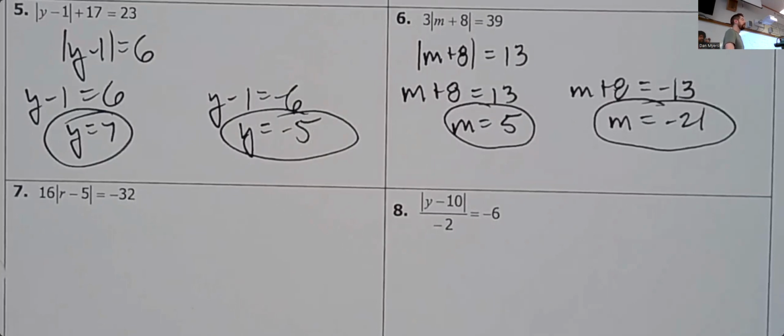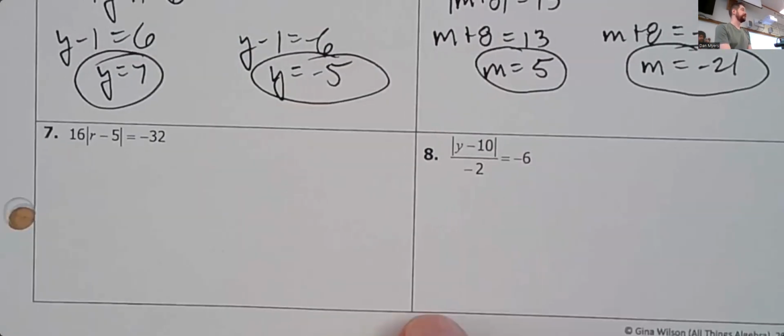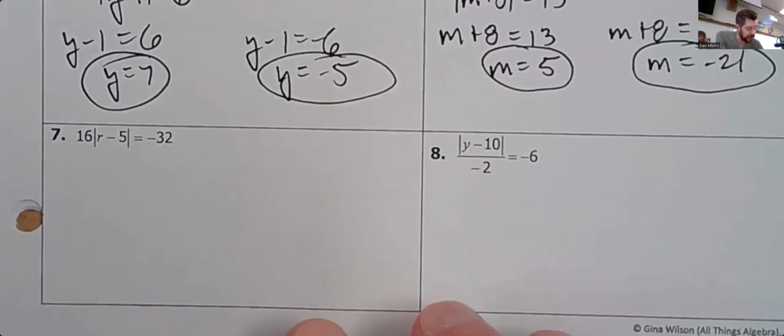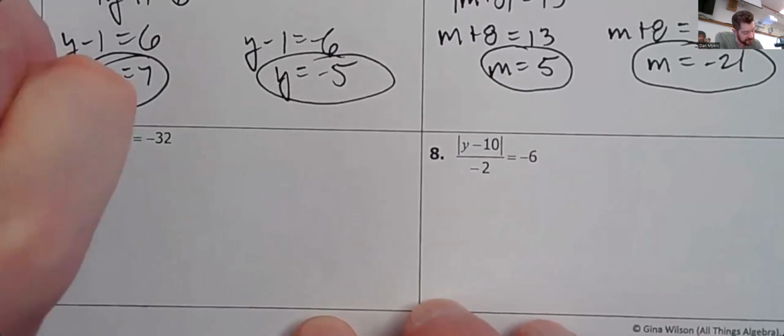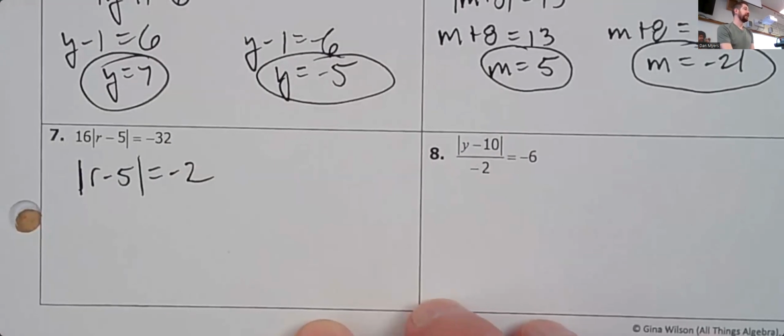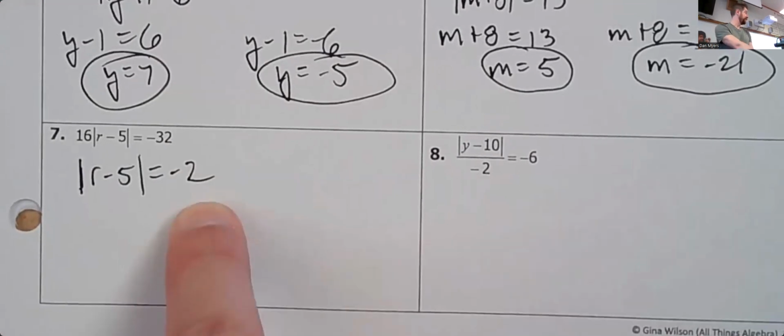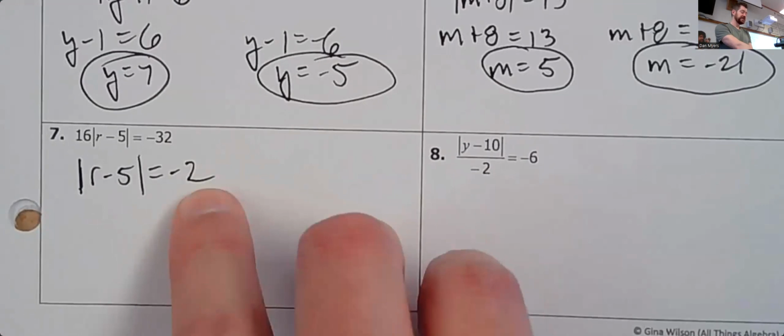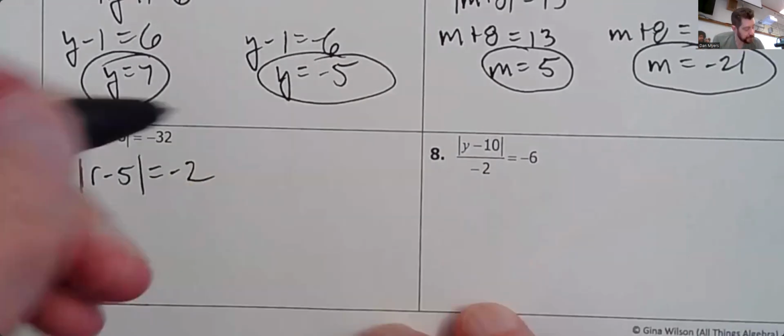What's our first step? Divide by 16. Okay, what's negative 32 divided by 16? Negative 2. All right, so let's see. The absolute value of r minus 5 equals negative 2, and we're done. The answer is no solution, right? Because you can't have it equal a negative number. So this number over here, once the absolute value is isolated, is negative.